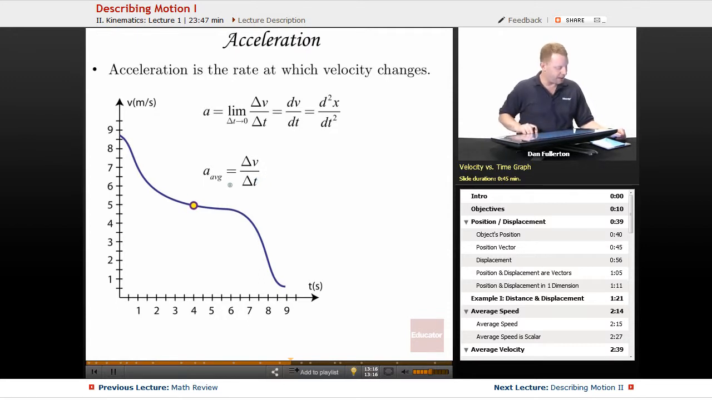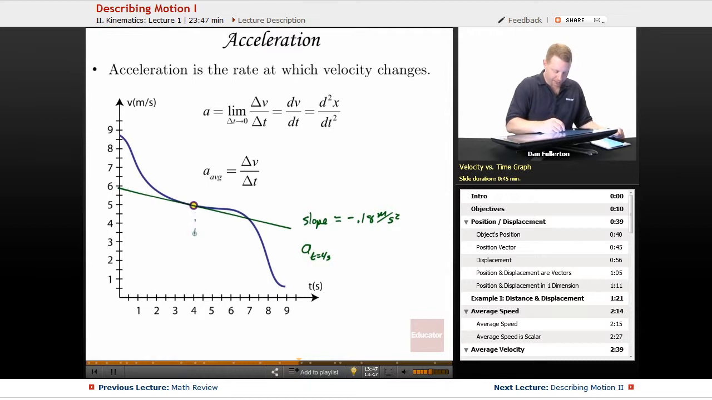So if we've got a velocity time graph, we could take the slope here. Take the slope at that point. If we take the slope of that line, the slope of the velocity time graph at a specific point, that'd be about negative 0.18 meters per second squared, which means that the acceleration at time t equals 4 seconds, right where that point lines up, would be negative 0.18 meters per second squared. The slope gives you the acceleration at that point in time.